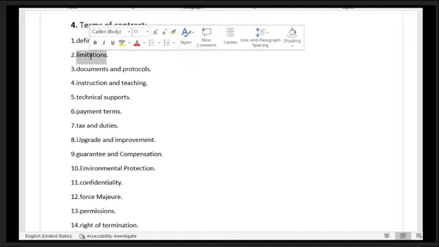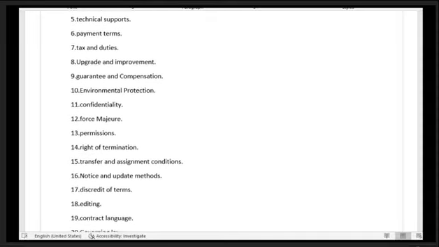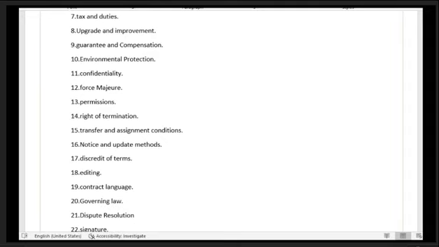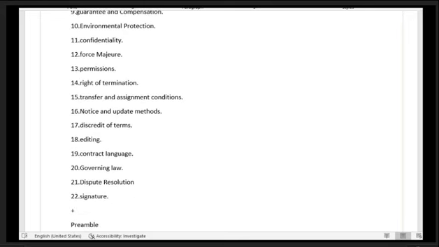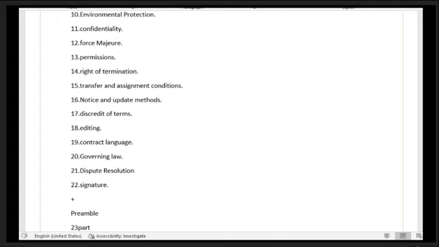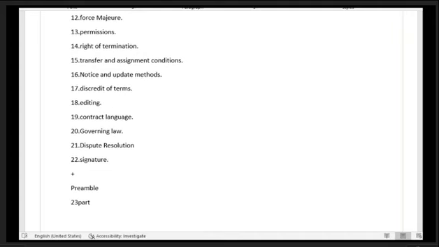Number 2, limitations, documents and protocols, instruction and teaching, technical support, payment terms, tax and duties, upgrade and improvements, guarantee and compensation, environmental protection, confidentiality, force majeure, permissions, right of termination, transfer and assignment conditions, notice and update methods, discredit of terms, editing, contract language, governing law, dispute resolution, and signature.